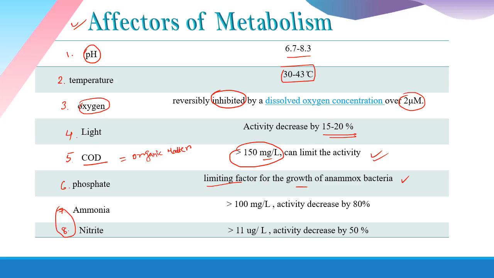These two are the substrates of the Anammox bacteria, but above a certain level, they can decrease the activity of this Anammox bacteria. Likewise, ammonia above 100 milligram per liter decreases the activity by about 80%. And nitrite above 11 microgram per liter can decrease this activity by about 50%. So these are all the factors affecting the process in Anammox.